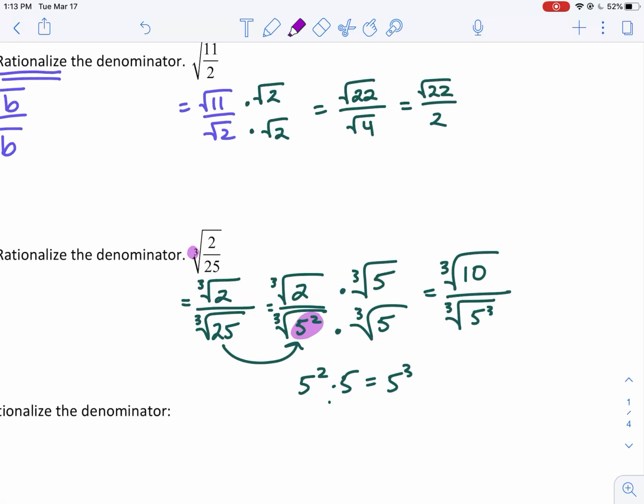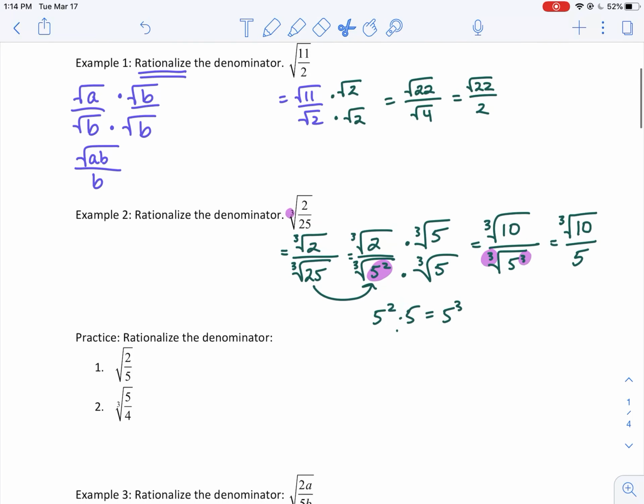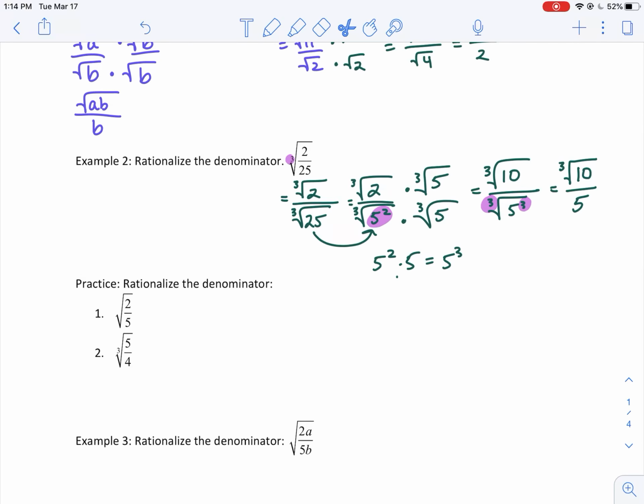And so now what happens with our index and our exponent? They're going to cancel. So now I have the cubed root of 10 over 5. There's no longer a radical in my denominator, so I'm done. That's my answer. Go ahead and pause the video and try these next 2 examples on your own.